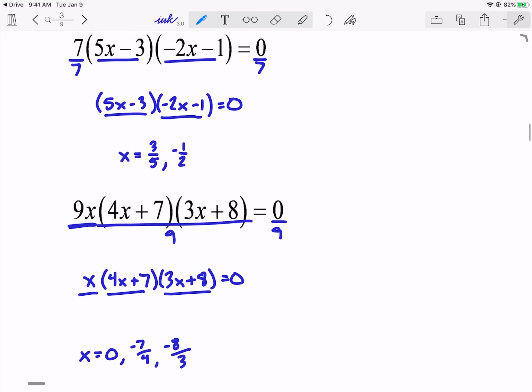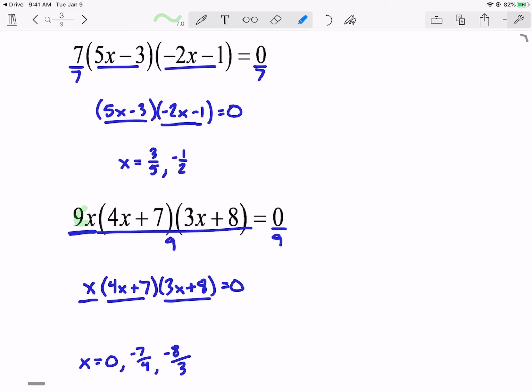So whenever x appears on the outside of your factored form, x equals 0 will be a solution. On the other hand, if you just have a constant, x equals 0 is not going to be a solution unless you have a lone x sitting in here. But those had x's being multiplied by something and added or subtracted by something. So again, if x is on the outside, like in this one, you will get an x equals 0 solution.